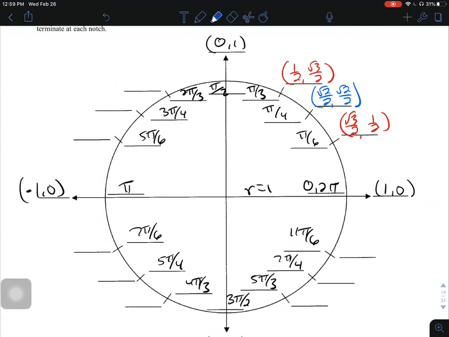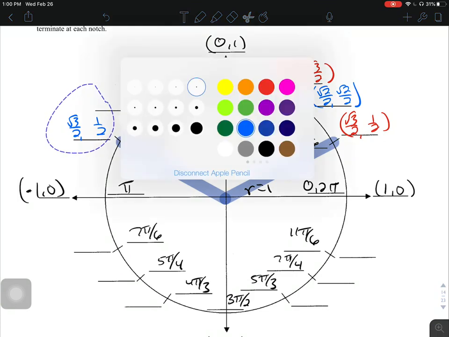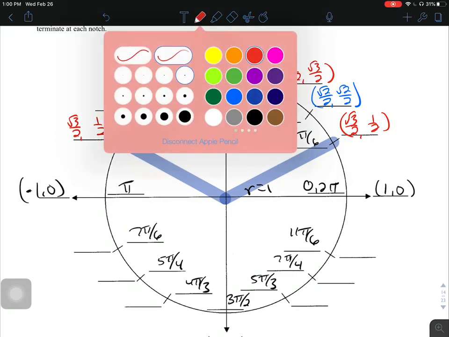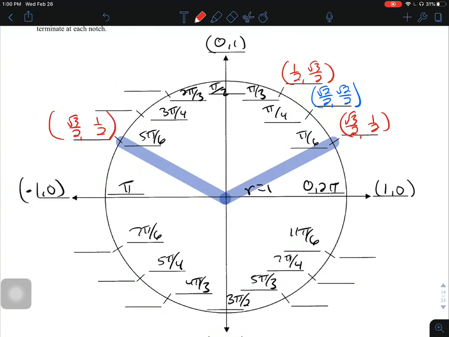So I'd like to point some things out. Pi over 6 has a reference angle of pi over 6. 5 pi over 6 has a reference angle of pi over 6. Same reference angle. So it's the same reference triangle. So that means that these answers are the same with one exception. I'll do those in red. Because it's the same triangle. What's the difference in quadrant 2? Well, the difference is in quadrant 2, we had to go left. So the x value is negative and the y value is positive.